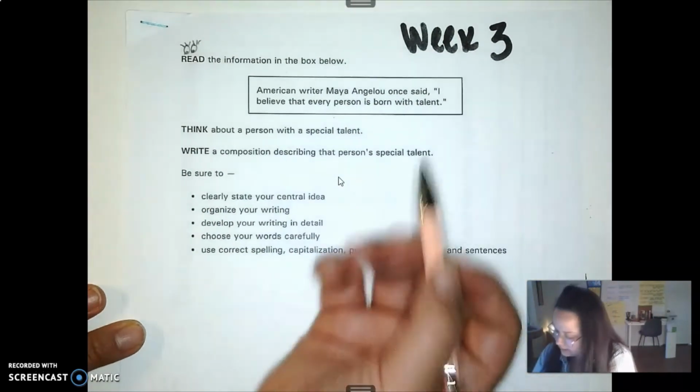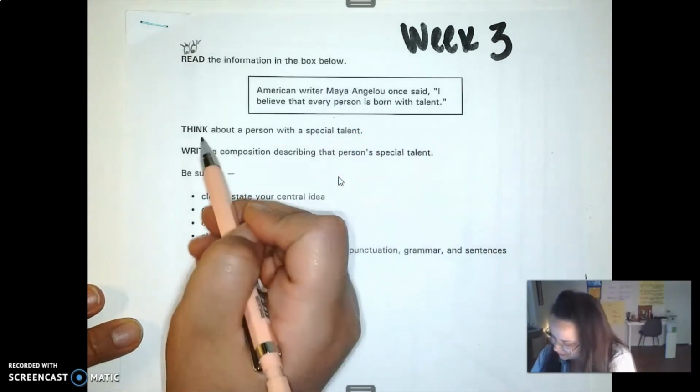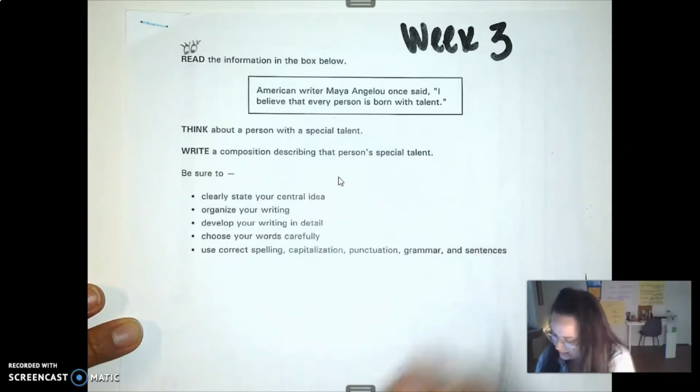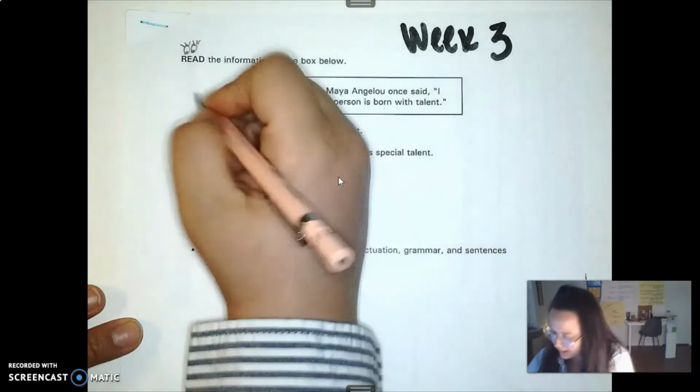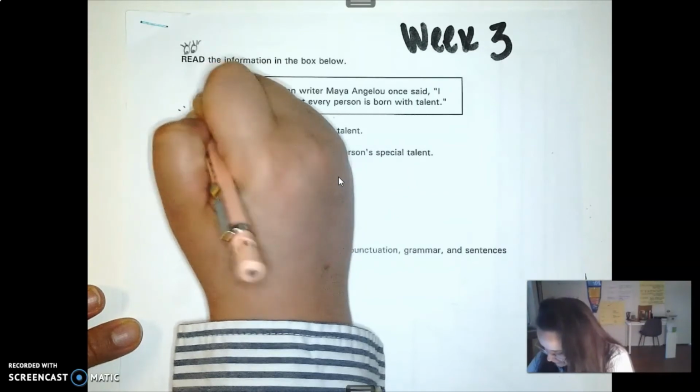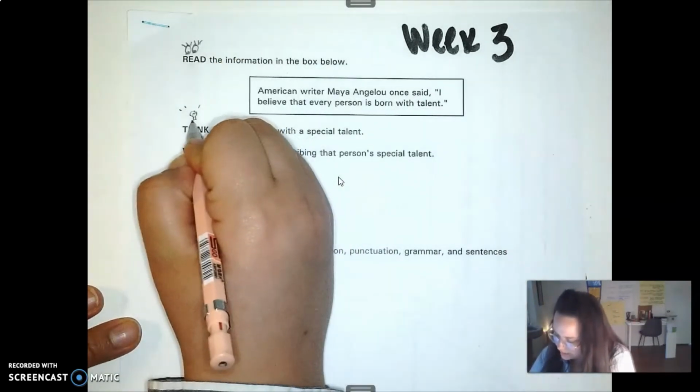Okay, let's go ahead and go into the next step. Think about a person with a special talent. Okay, so let's start thinking about that. And I'm going to go ahead and draw my light bulb. Thinking about somebody with a special talent.